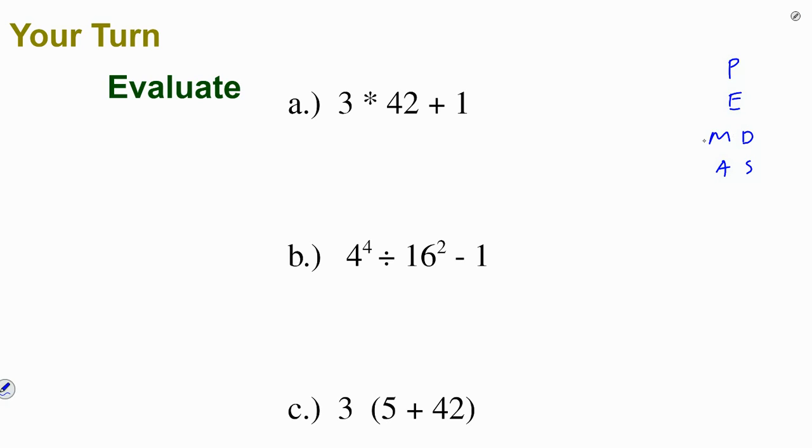So let's see, 3 times 4, that is 12, 6 plus 1. And then I look to my next level. My next level here is addition and subtraction. So 126 plus 1 would be 127.